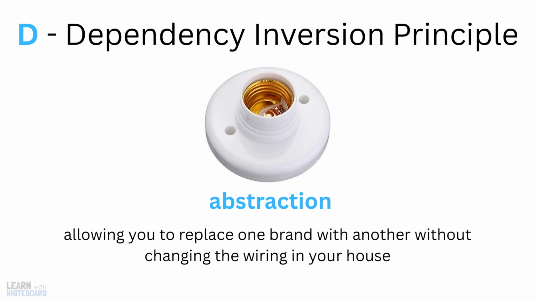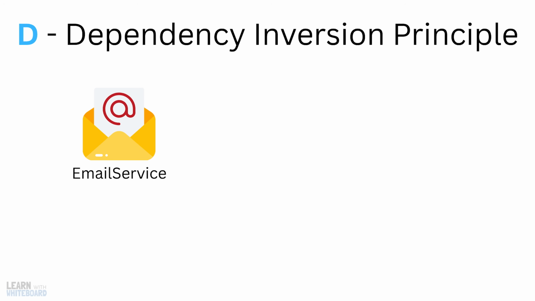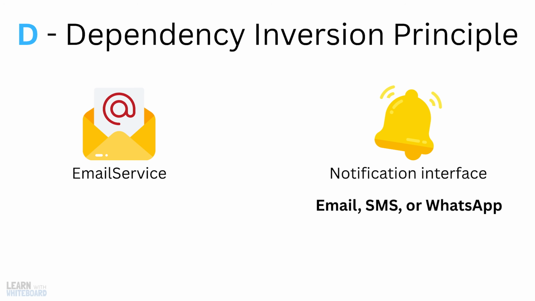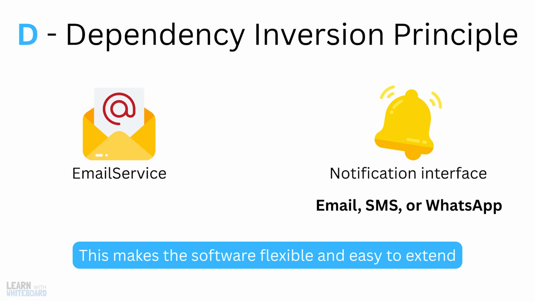house. Similarly, in software, instead of directly depending on a specific class like email service, your application depends on a notification interface. Whether the notification is sent through email, SMS, or WhatsApp can change anytime without modifying the main application. This makes the software flexible and easy to extend.